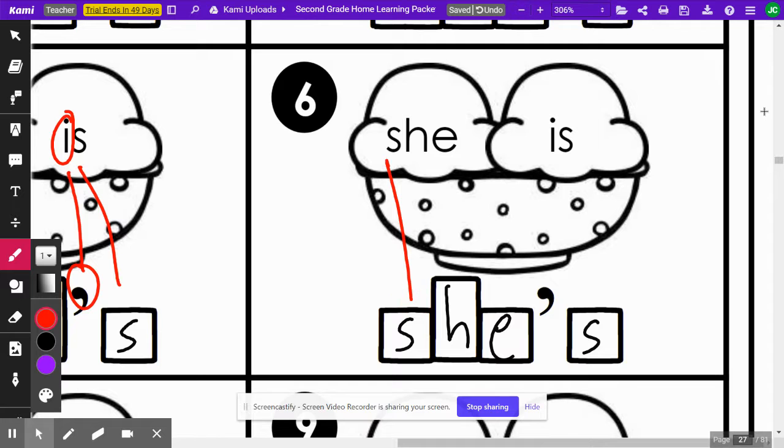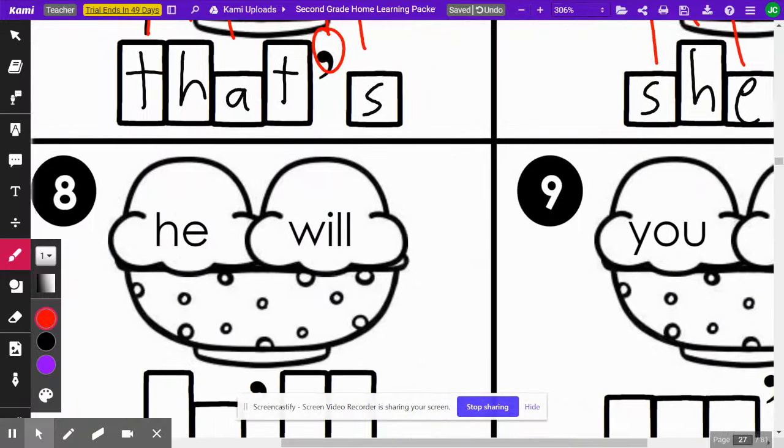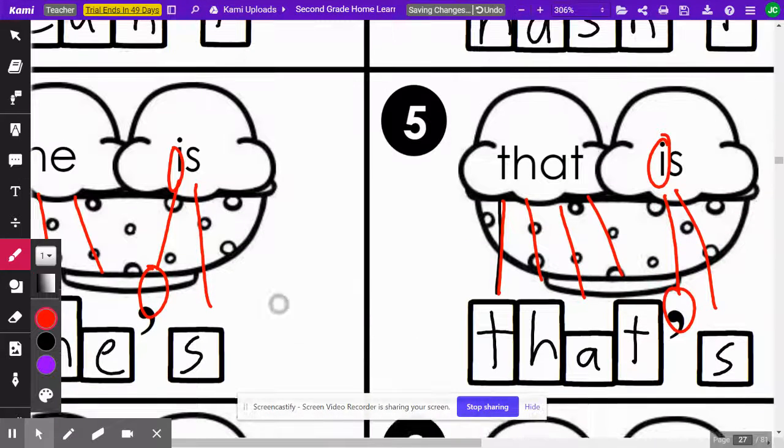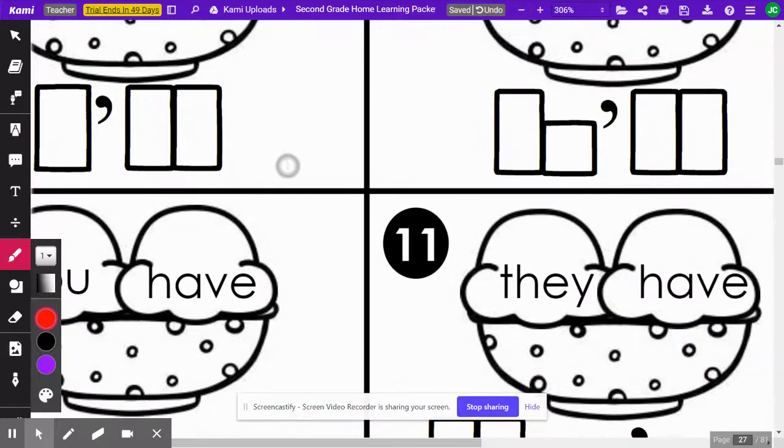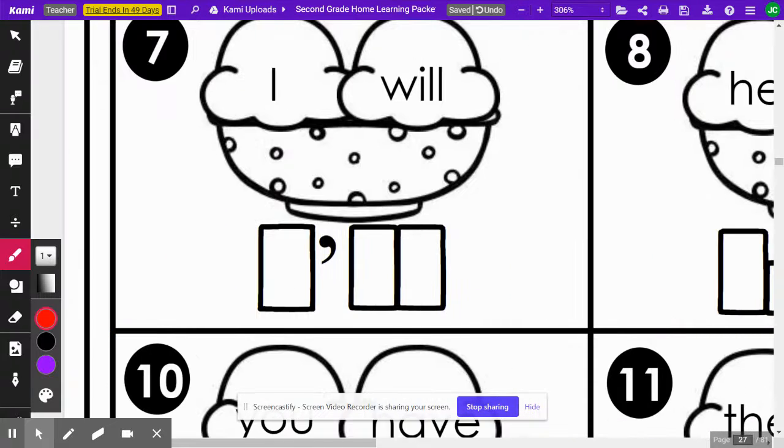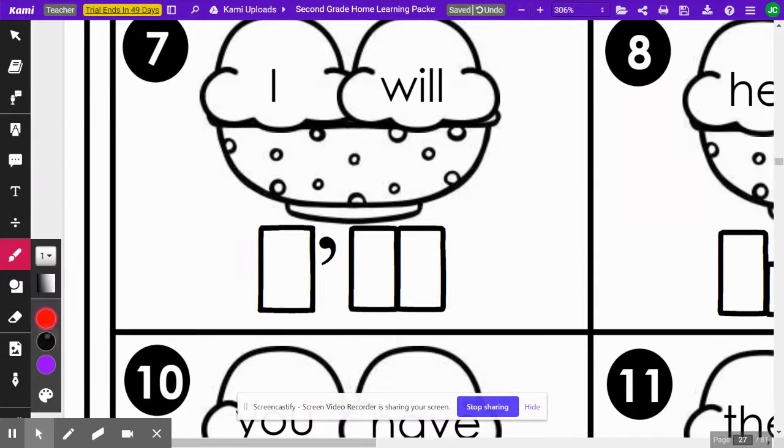See that there's still the S. H, E. The I becomes an apostrophe. The S is still there. To me, these little drawings look a little bit like jellyfish because they got the blobs on the top and the line sticking down. I will becomes I'll.